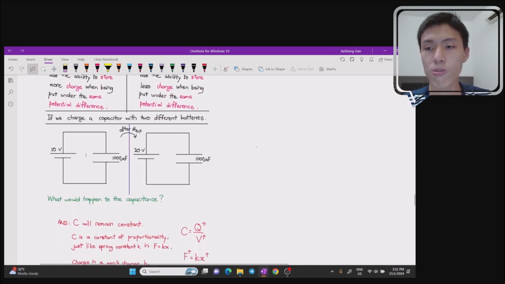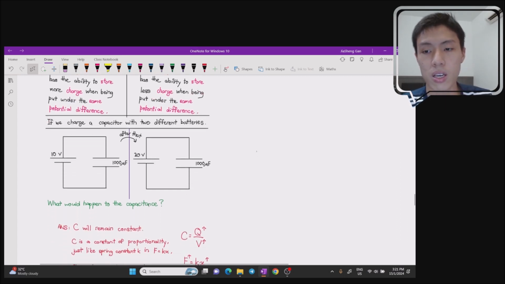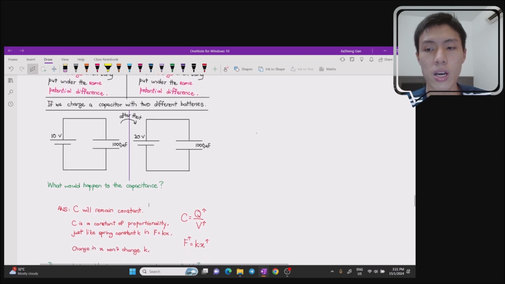Okay, so let's move on to another situation where we charge a capacitor with two different batteries. Now these two capacitors here are the same capacitor. They are identical capacitors, 1000 microfarad, 1000 microfarad. Now I connect the capacitor on the left to a 10 volt battery, whereas I connect the capacitor on the right to a 20 volt battery. So what do you think will happen? What happens to the capacitance? Well, the capacitance will actually remain constant.